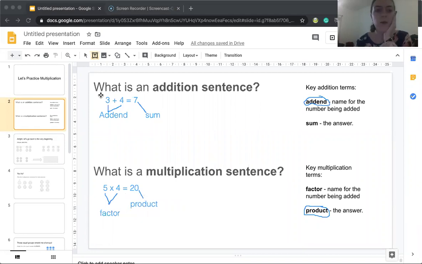So this whole thing right here is called the addition sentence. We don't use words in the sentence like we would in ELA. In math, our sentences are a little bit different. They have numbers and symbols. But an addition sentence always has an addend plus an addend equals the sum. Our multiplication sentence always has a factor times a factor equals a product. All right, let's move into our next slide.